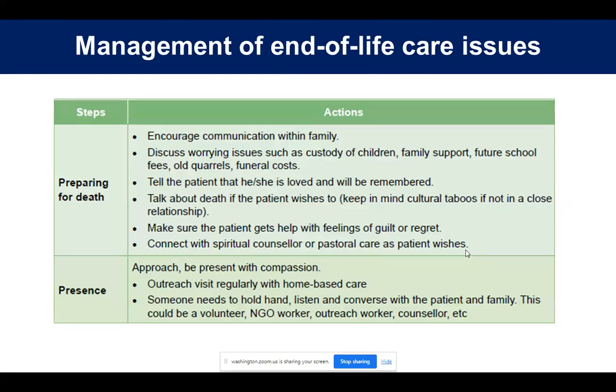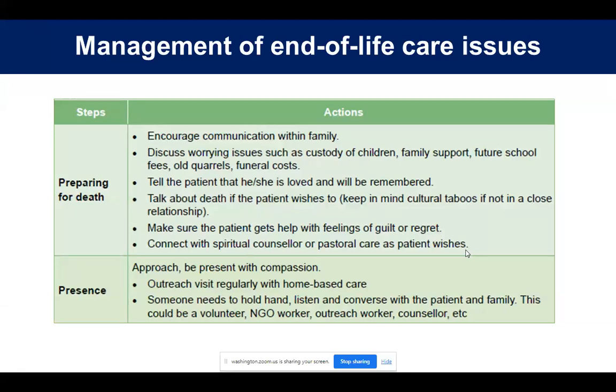Encourage preparing for the death. Encourage communication within the family. Discuss worrying issues like custody of the child. If the patient is young, who will take the custody of the child? Who will support the family? What will be the future school fee? If he is the only earning member, who will provide fee to the child?